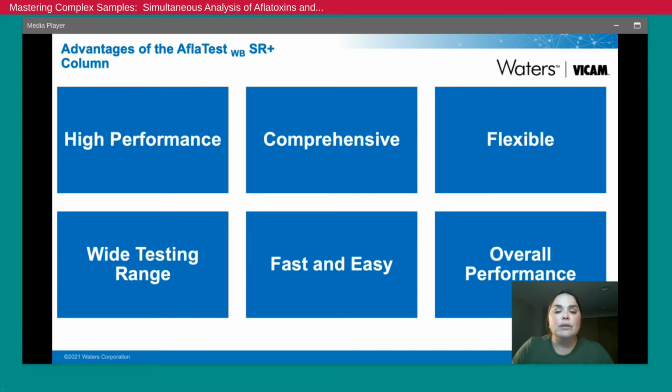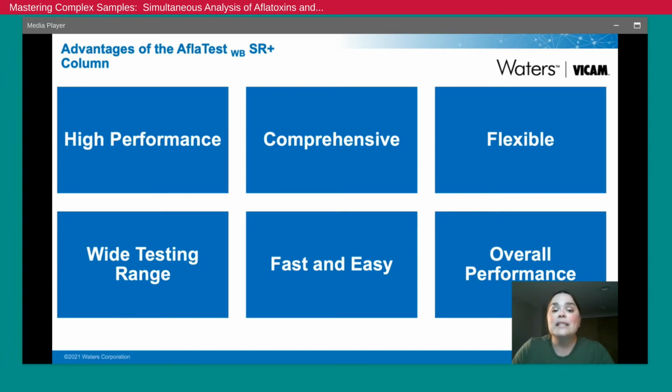The method is flexible. It's one standardized method that is suitable for a wide range of different commodities. It also has a wide testing range. Aflatest WBSR Plus can detect total aflatoxin levels from 0.05 nanogram to 500 nanograms, with recoveries greater than 90%. The Aflatest WBSR Plus method exceeds AOAC method performance requirements and shows that it is capable of getting excellent recoveries on both grains and complex sample matrices.